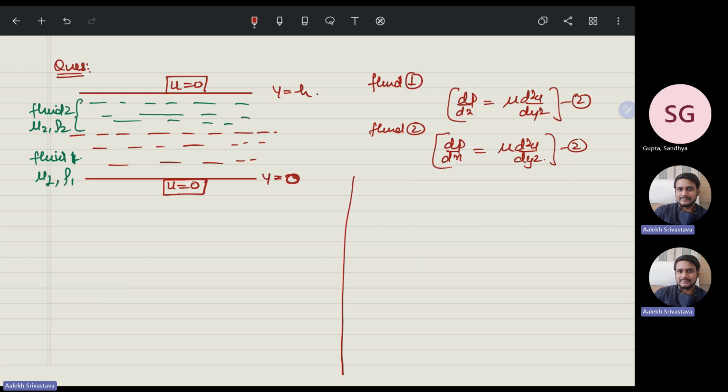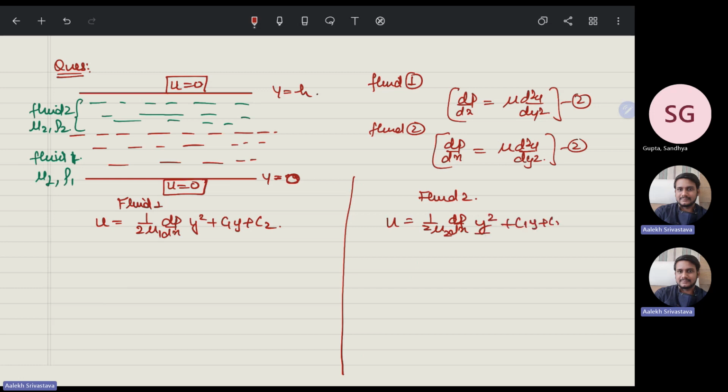So let me put margin. So for fluid 1, for fluid 2. So u is equal to 1 by 2 mu dp by dx into y square plus c1y plus c2. Similarly, u is equal to 1 by 2 mu dp by dx, so it is mu1 for fluid 1, mu2 for fluid 2, into y square plus c1y plus c2.